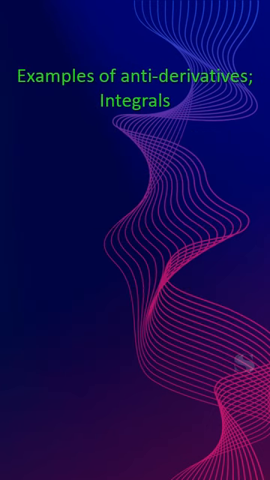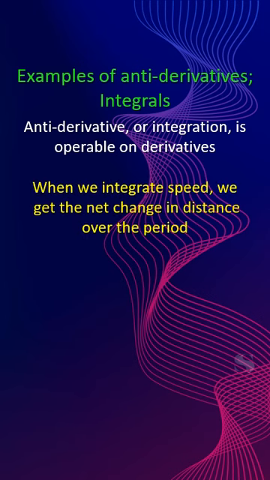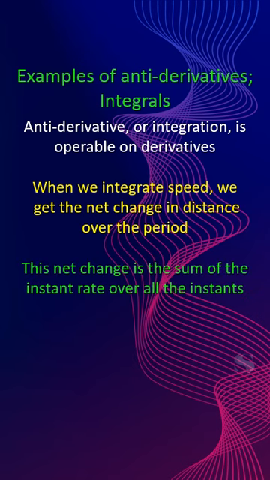Examples of antiderivatives, integrals. Here are a couple of examples of antiderivatives in broad terms as being integration. Obviously, antiderivative or integration is operable on derivatives, derived quantities, by kind of undoing the derivation process to get the amount of change. For example, when we integrate speed, we get the net change in distance over the period. When we integrate acceleration, we get the net change in velocity in a period. This net change is the sum of the instant rate over all the instants.